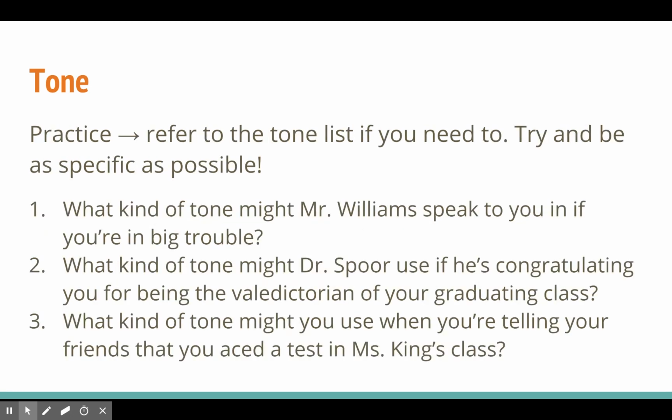What you're going to do right now is practice and refer to the tone list if you need. Try and be as specific as possible as you think of what kind of tones these people might use in the following situations. Go ahead and pause right now and complete the tone practice.